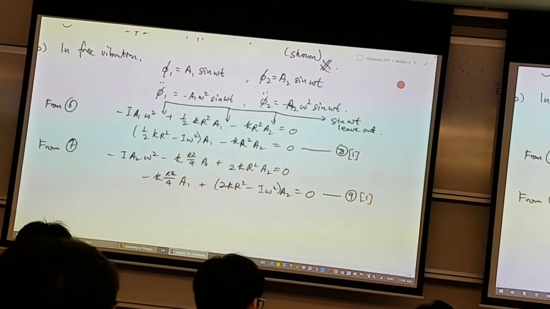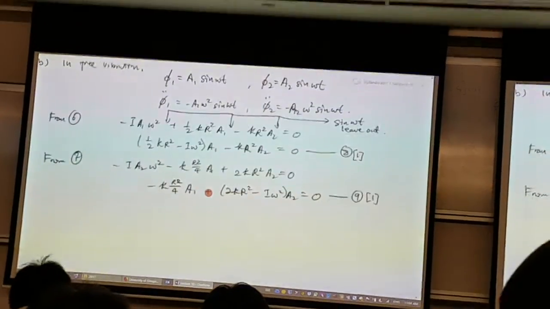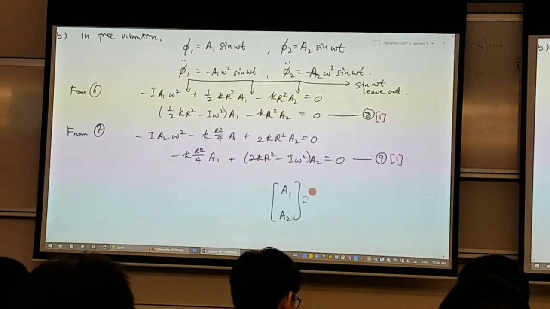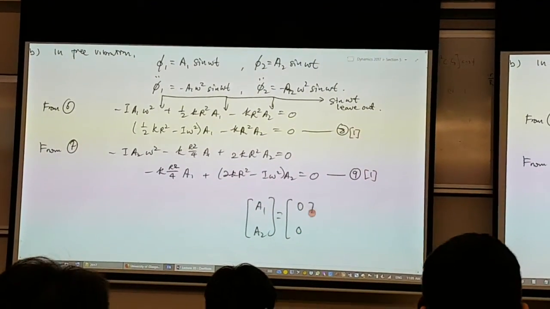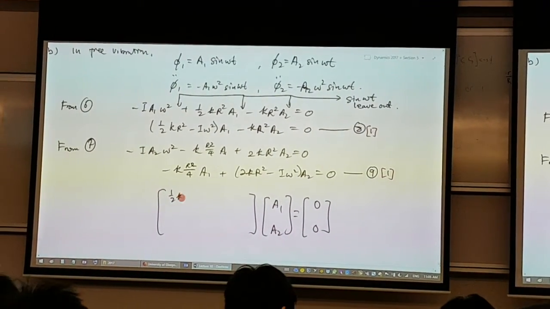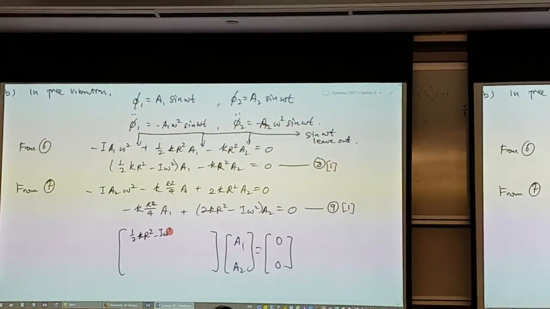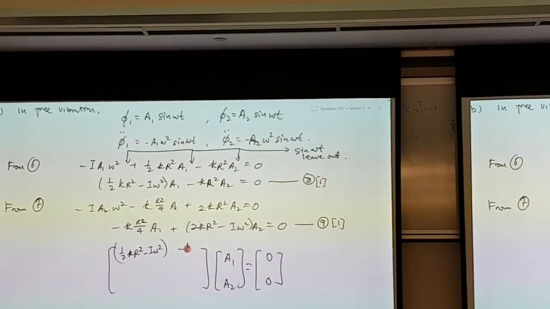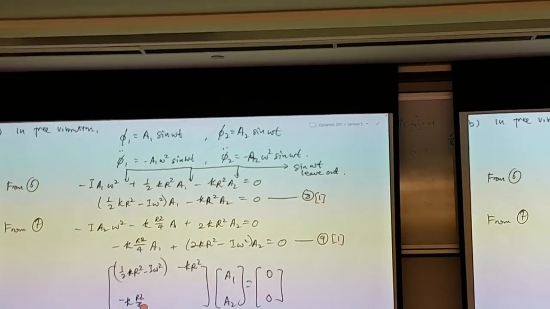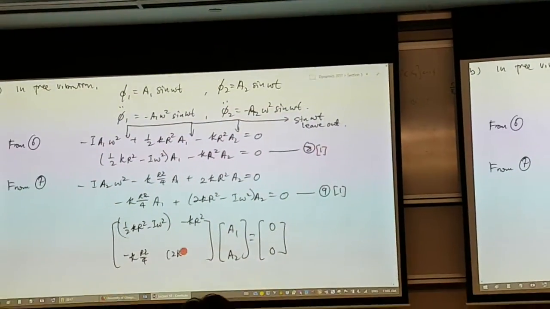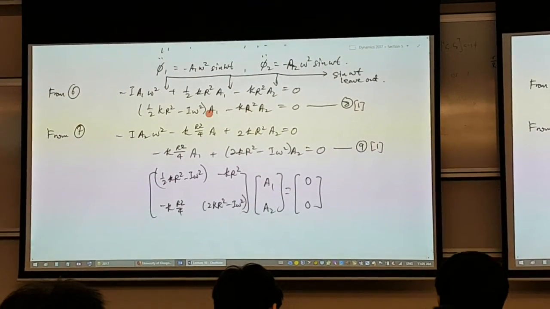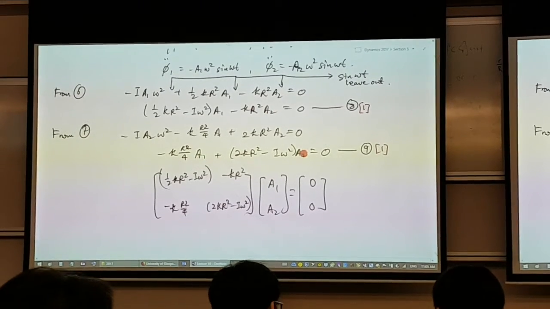So now we can form the matrix. A1 and A2 matrix. So A1, A2 must be equal to the other side 0, 0. So this form over here is half kr squared minus I omega squared, minus kr squared over 4, and then this 2 kr squared minus I omega squared, right? A1, A2.